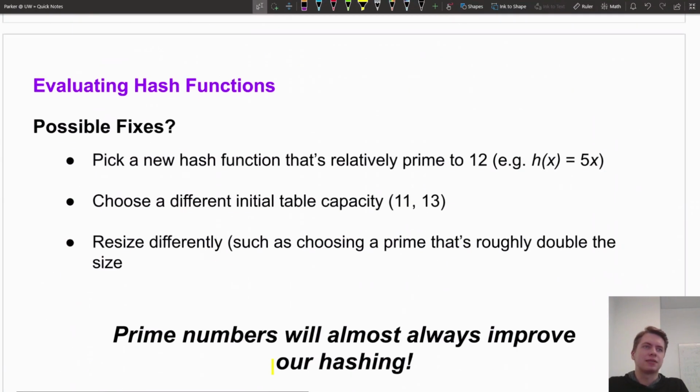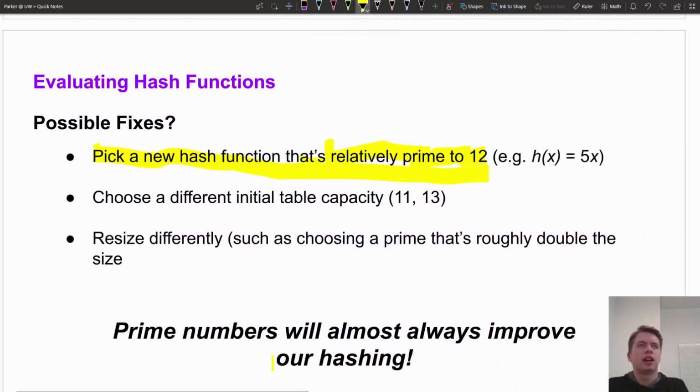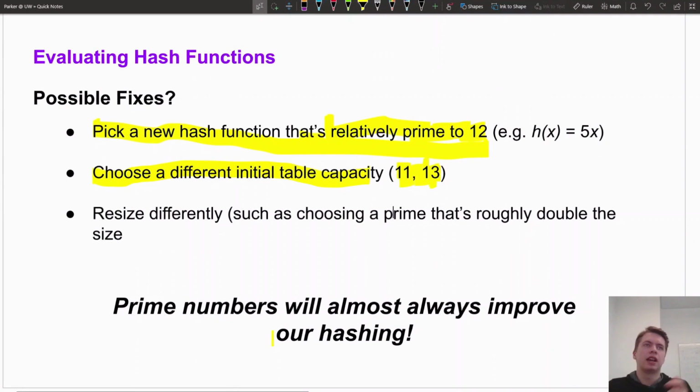So how do we fix this? We could pick a new hash function that's relatively prime to 12, for example, 5x, where 5 isn't a factor of 12. We can choose an initial table capacity that's prime, and modding by prime numbers will spread out our keys more once we hash them. And finally, we can resize differently. Once again, primes are really nice to work with when trying to spread out our values, so instead of doubling the table size, we choose a larger prime number that's roughly double the size. Long story short, prime numbers will almost always improve our hashing.